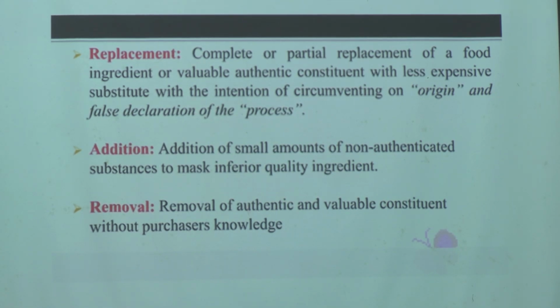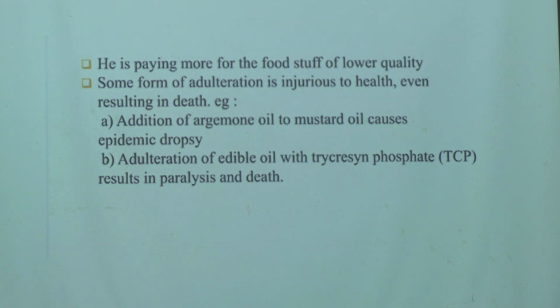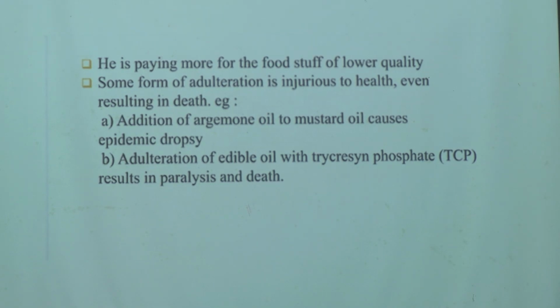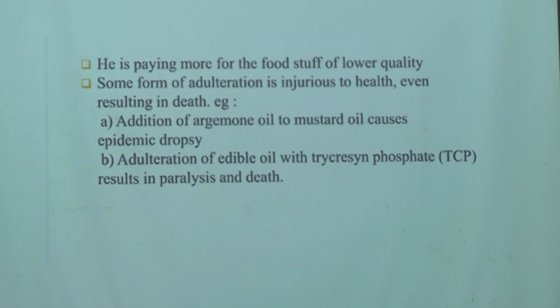Now let's go to a few examples. The buyer is paying more for food stuff of low quality, and some forms of adulteration can even result in death, like addition of argemone oil to mustard oil, which can cause epidemic dropsy, and adulteration of edible oil with TCP, that is tricresyl phosphate, which can result in paralysis and death. So adulteration is a crime, a serious offense. You're adding it for profit, for the benefit of the person selling it, not for the customer.